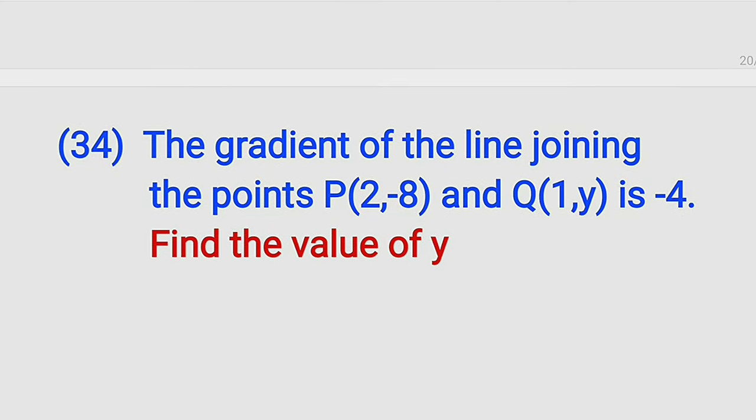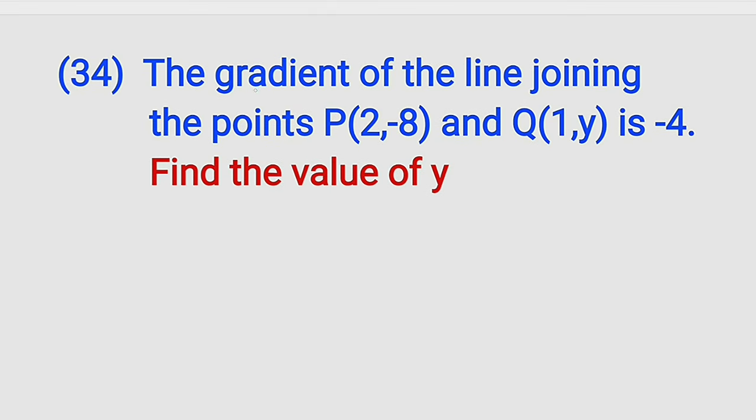Let us move on to question number 34. The question reads, the gradient of the line joining the 2 points P and Q with coordinates (2, -8) and (1, y) respectively is -4. So we are asked to find the value of y. Remember, we're talking about slope here, which is the gradient.